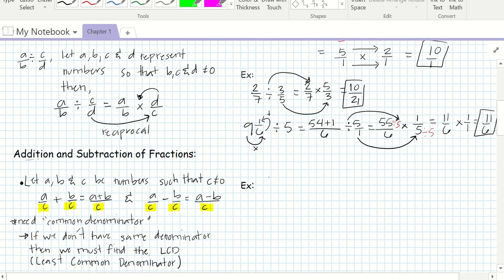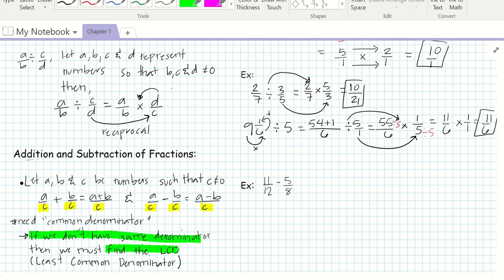So the first one would be 11 over 12 minus 5 over 8. Now, let's remember that if we have the same denominator, we don't have to worry about finding the LCD. We just have to worry about finding the LCD if we don't have the same denominator. That's when we find the LCD. Now, because finding the LCD is a little bit more complicated, I'm going to be going over examples where we don't have the same denominator. Okay?